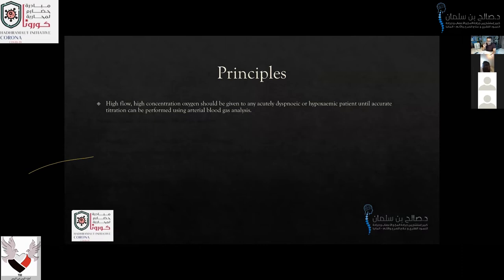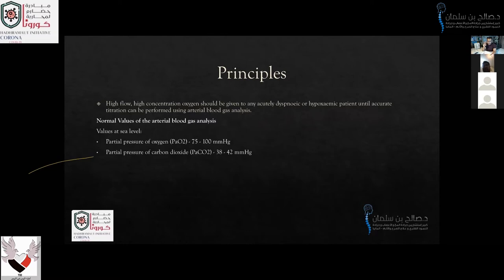Arterial blood gas analysis. Please memorize these values as your name. Normal values of the arterial blood gas analysis are as follows, for patients who are living at sea level. Patients who are above 3,000 feet over sea level have slightly different values, and so do COPD patients. We are talking now about the normal patient living at sea level. Partial pressure of oxygen between 75 to 100 millimeters mercury in the arterial blood gases.